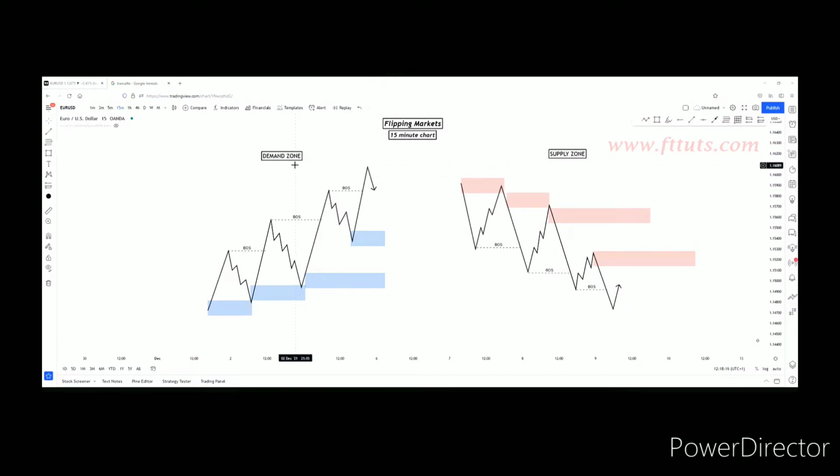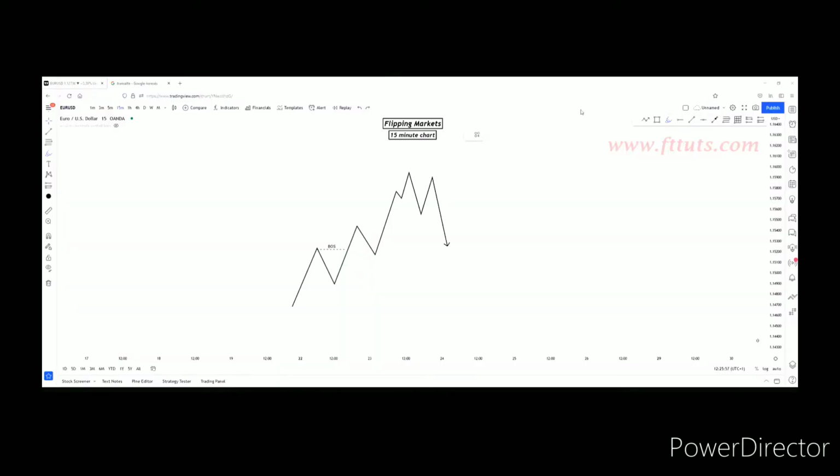The next criteria is it has to break structure or change character. A supply and demand zone will only be valid if it breaks structure or an opposite side zone. Let's see an example for this.